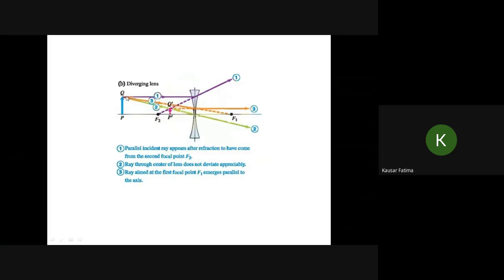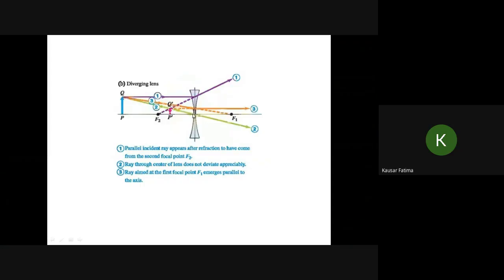Okay, and this is the second ray, which goes towards the optical center. Concave lens also has an optical center. This is the center of the lens, so that goes undeviated. It does not deflect. And this is the third ray, which appears to be striking F on the other side. The one which appears to be striking F on the other side will become parallel to the principal axis.